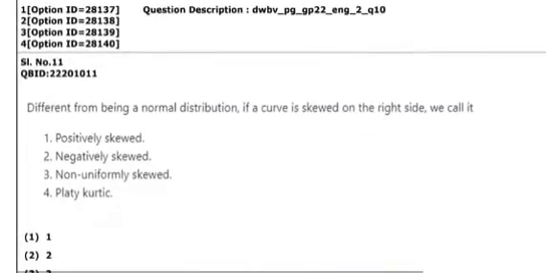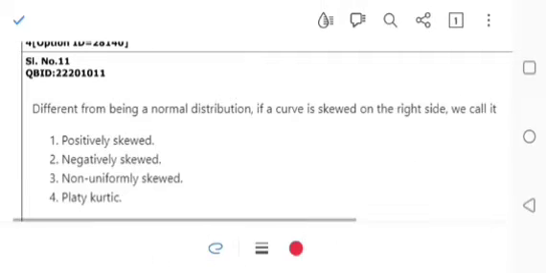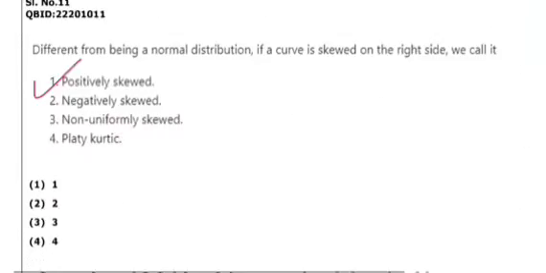Likewise, number 11 says, differing from a normal distribution, if a curve is skewed on the right side, then what do we call it? Positively skewed, negatively skewed, non-uniformly skewed, and then number 4, platykurtic. So these are the options. It will be number 1, that is positively skewed. I have marked it positively skewed.